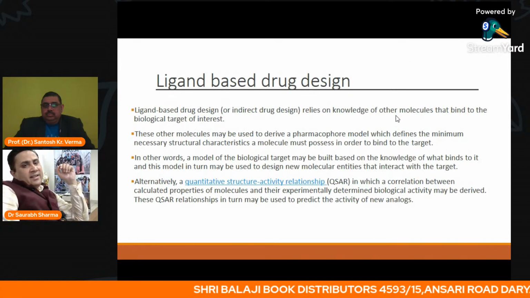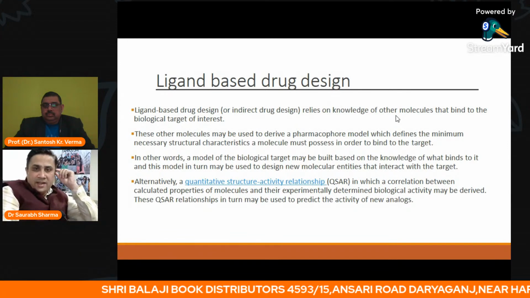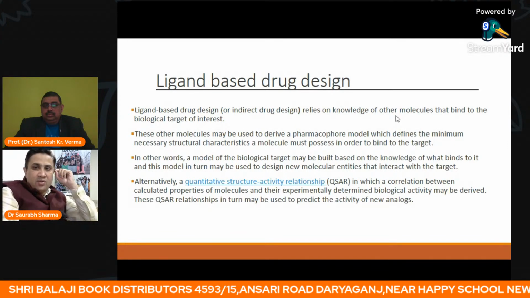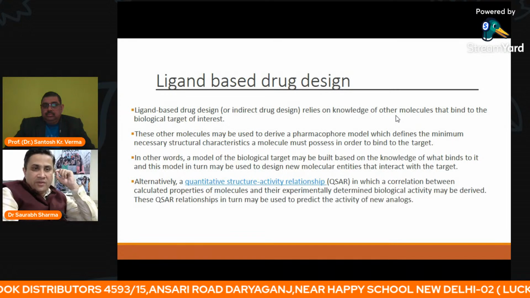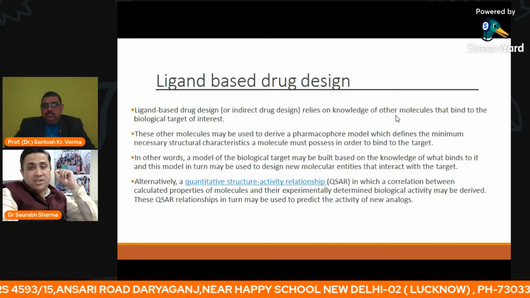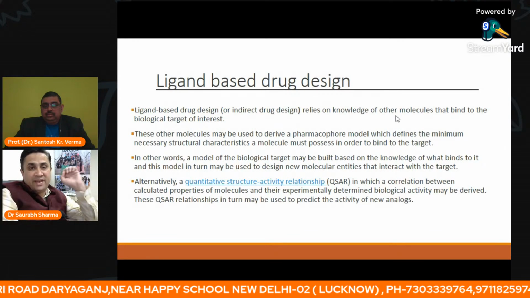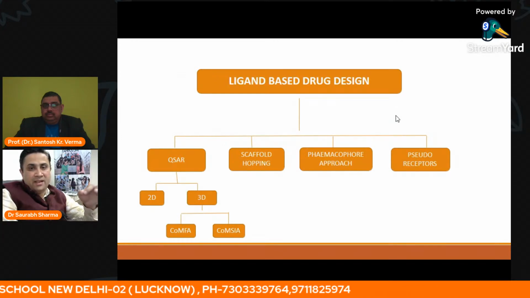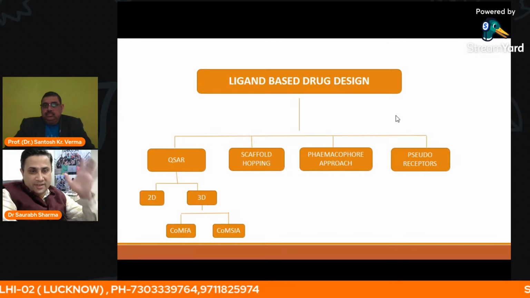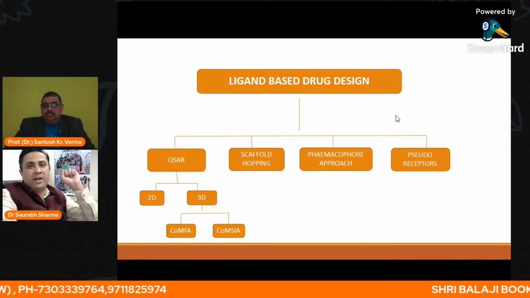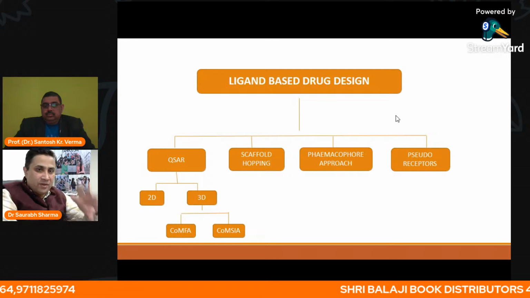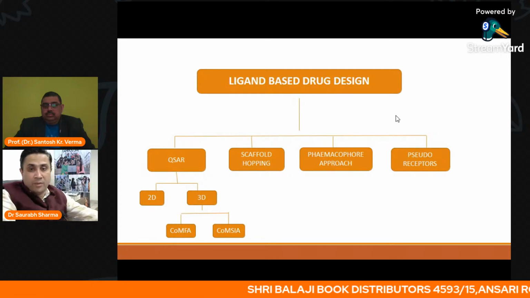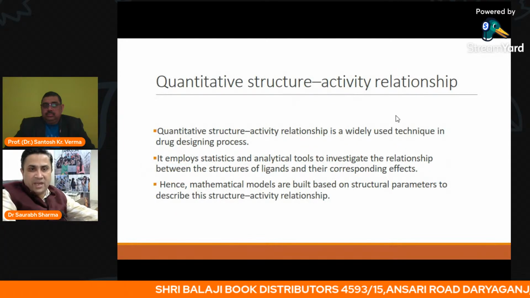Then ligand-based drug design. Now, ligand-based drug design relies on knowledge of other molecules that bind to the biological target of interest. So this is another picture which is giving you very specific terms. The terms are QSAR, scaffold hopping, the pharmacophore approach, and pseudoreceptor. We will talk briefly about it, because this point of view of rational drug design is very broad.